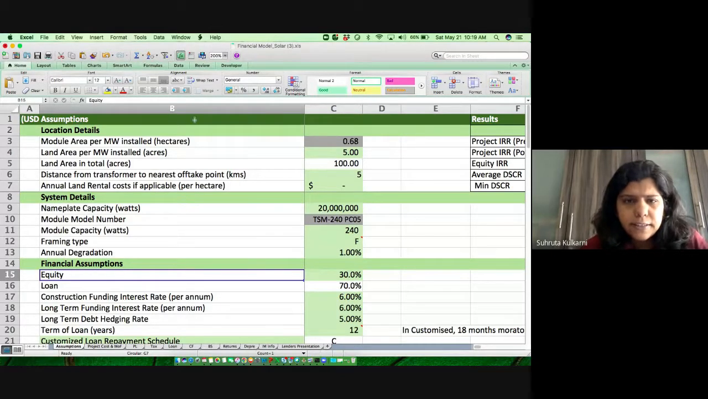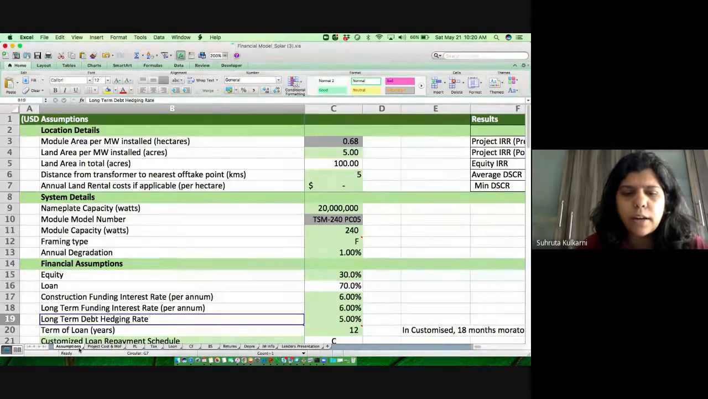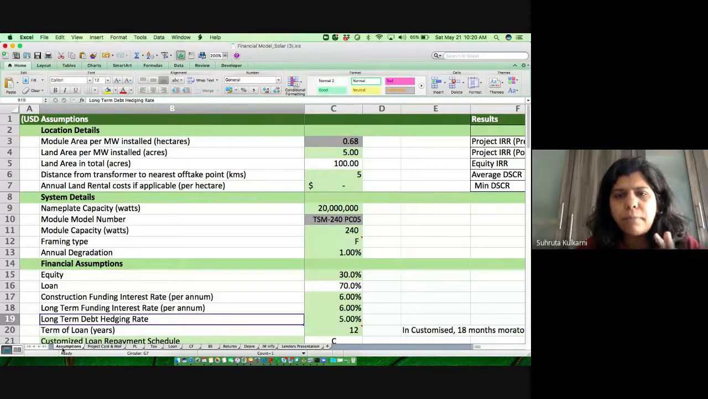Now, if you look at the structure of this model, let me zoom in. The first page of any financial model, and we call each Excel tab a page in the financial model, is assumptions. You could also have something called a cover page. I have combined both of them, and this is a real model which we have used to raise funds for this project. Obviously, I've masked a lot of details, but this is a model which we used to raise funds. So the first page is the assumptions page.